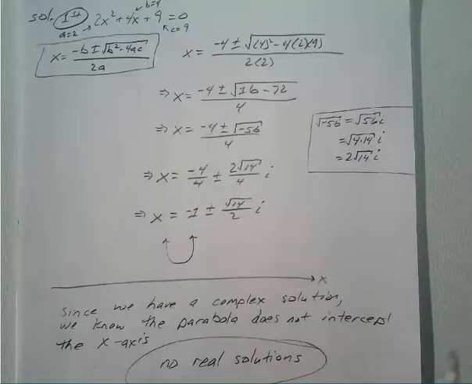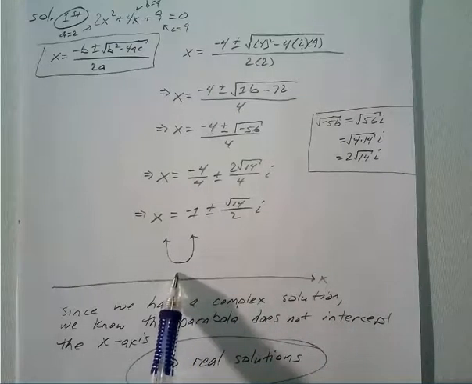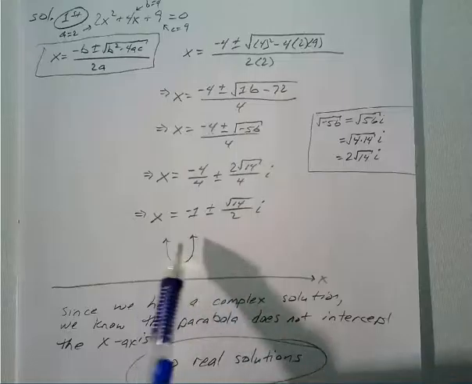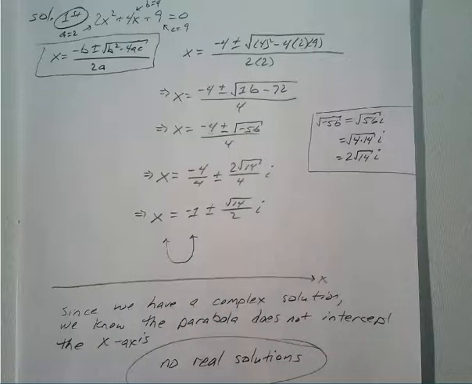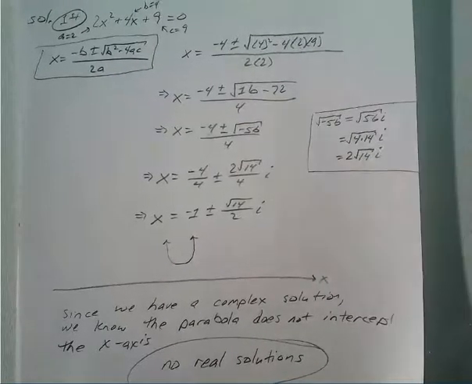Okay, now the thing is, if you have 2x squared plus 4x plus 9 is greater than 0, then every value would be a solution, because all of these values would be greater than 0. Alright, so let's go ahead to our next example.